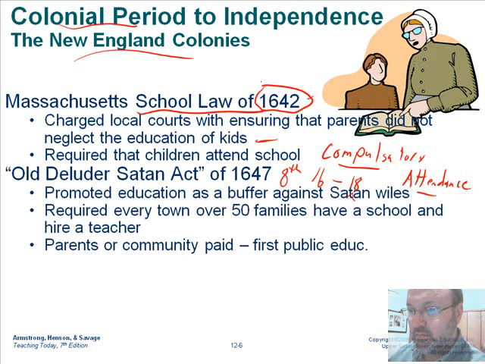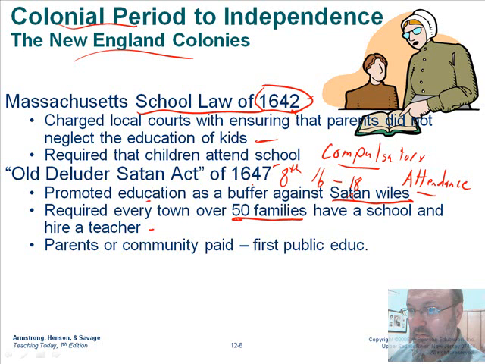And this is good too. The Old Deluder Satan Act of 1647. 1642, 1647, promoted education as a buffer against Satan's wiles, Satan's ways. What would do it? The education would require every town over 50 families to have a school and hire a teacher. Okay? Old Deluder Satan Act.